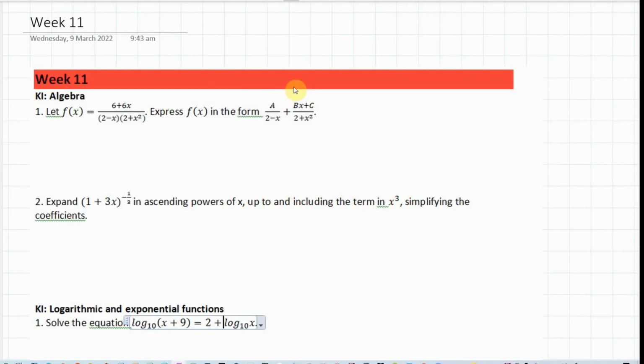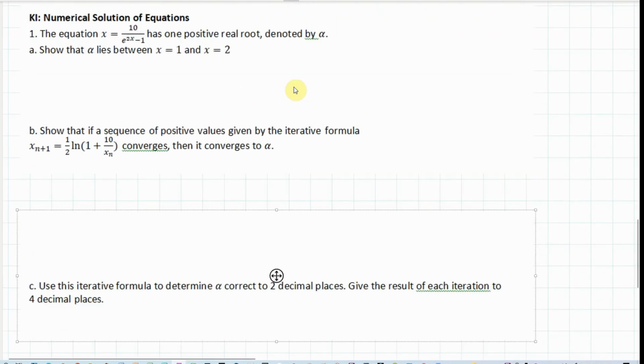Alright team, Pure Maths 3, we're looking at week 11 of our maintenance, trying to keep up our skills as we prepare for the exam at the end of the year. The first question is an exam question. It's asking us to express this fraction here in partial fractions.